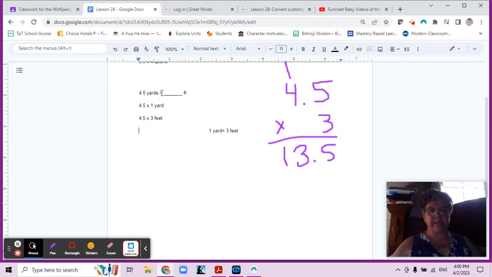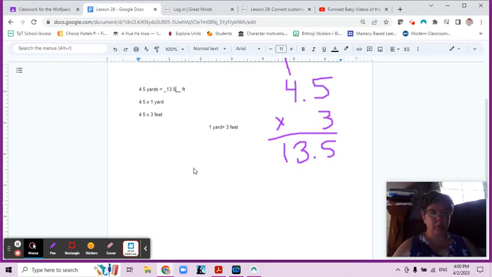So that says that 4 and 5/10 yards is equal to 13 and 5/10 feet. Does that make sense? Should we stop and think about that for a minute? If I have 4.5 of those long yardsticks, then I'm going to have more feet, right? Because each one of those yardsticks is 3 feet. Okay, so you want to make sure that your answer makes sense. All right, and let's do one more.